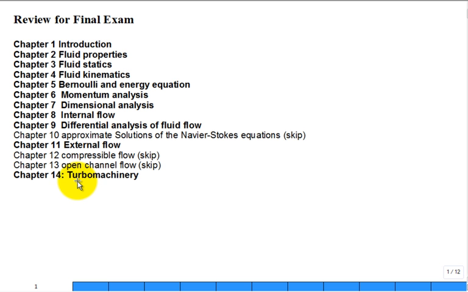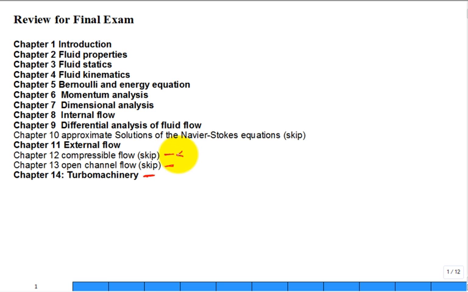So I want to give an overview of what is to be on the last exam, the final exam. So what have we covered? If we look at the textbook, we've covered Chapter 14, Turbo Machinery. We skipped compressible and open channel flow.